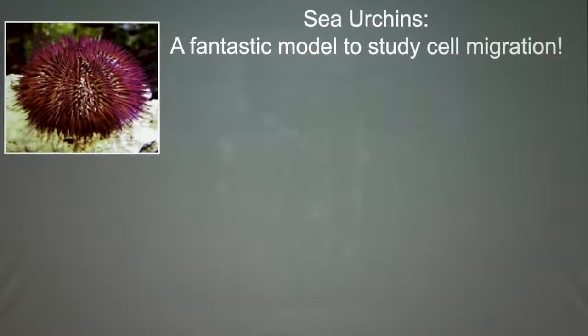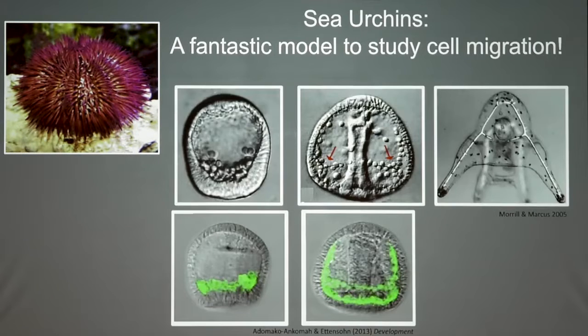And it turns out that sea urchins, that you can see here, actually provide a really fantastic model system to study cell migration. They make these beautiful embryos that you see here in the top images. And they develop outside of the adult animal, so we can watch them develop. And they're completely transparent, so we can just watch them under the microscope developing over time, just like you see in these images.